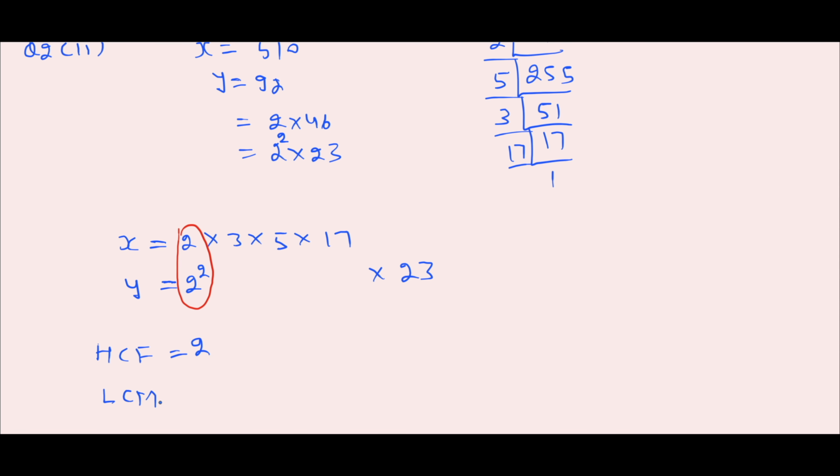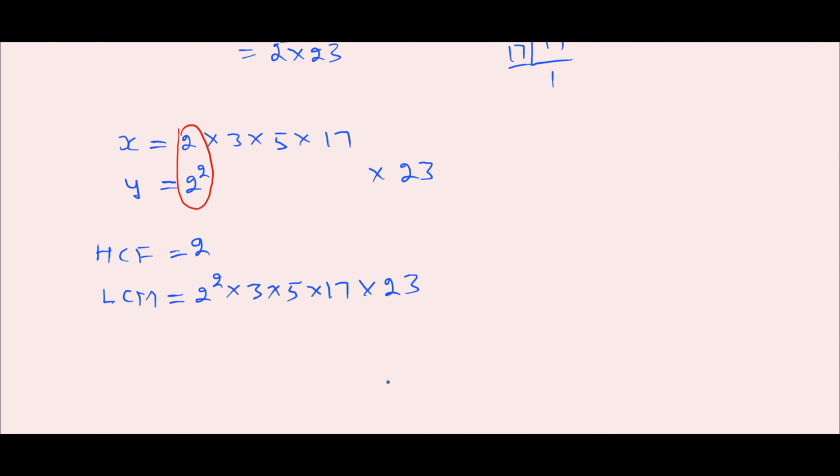And what is LCM? LCM is the product of the greatest power of all the prime numbers which occur in any of the numbers. So if we take the greatest power of 2, which is 2 square, then 3, then 5, then 17, and then 23. So we got the SCF and the LCM. SCF of the given numbers is 2 and LCM is 2 square times 3 times 5 times 17 times 23.